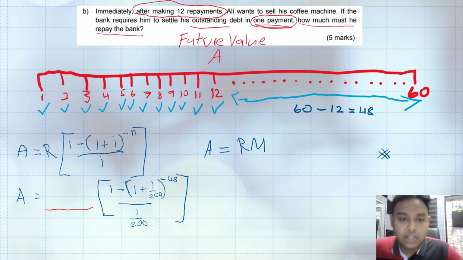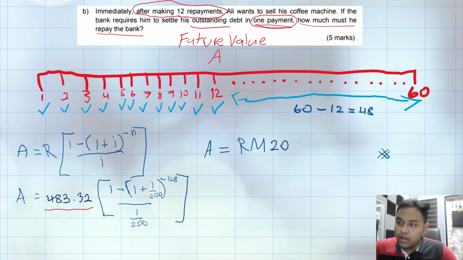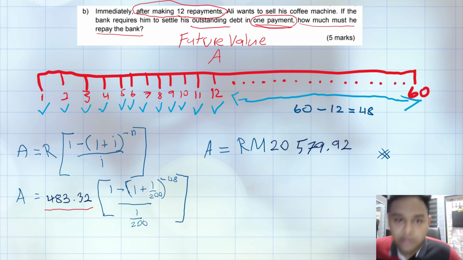Then we will use the future value. We can see here, we use this formula, and then we calculate it. The R we got before is 483.32. Then we'll calculate it and we will get 20,579.92. This is how much Ali will pay in one payment.